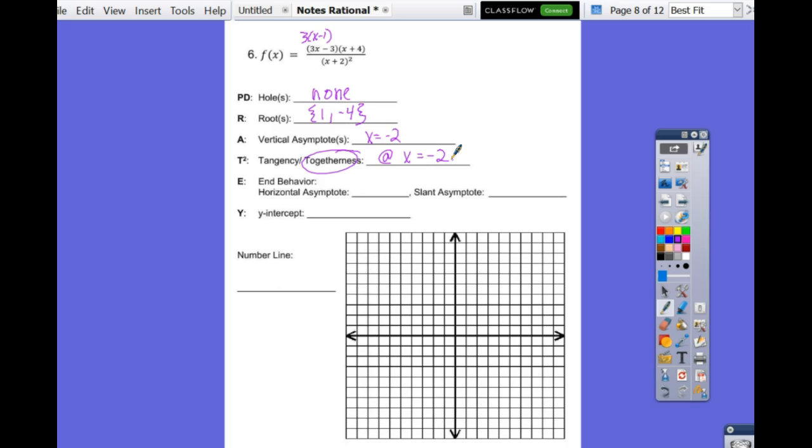Okay? So, do I have a horizontal asymptote or a slant asymptote? So if I have horizontal, what does it equal? What does it equal, Angie? So what's the leading coefficient? It's 3. So the y-intercept, we're going to put 0 in for all the x's. So I get 3 times -1 times 4 over 2 squared, which gives me -12 over 4, which is -3.